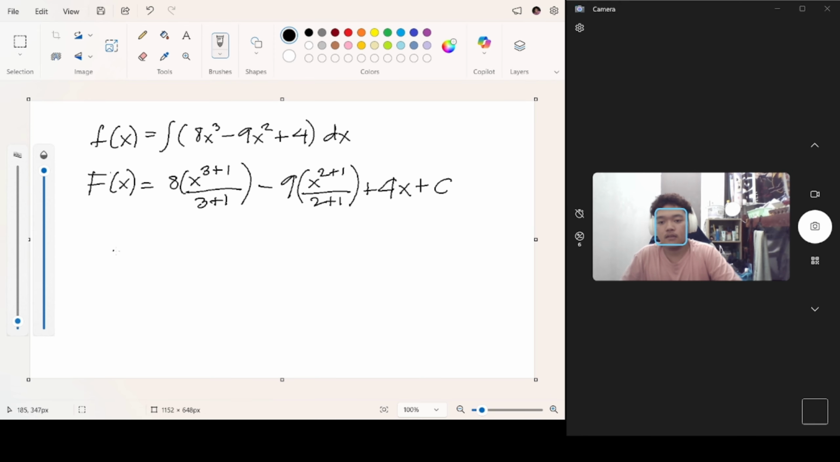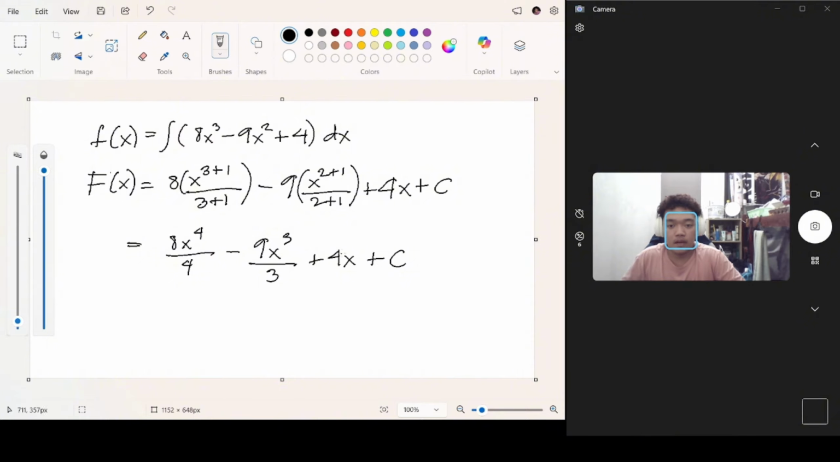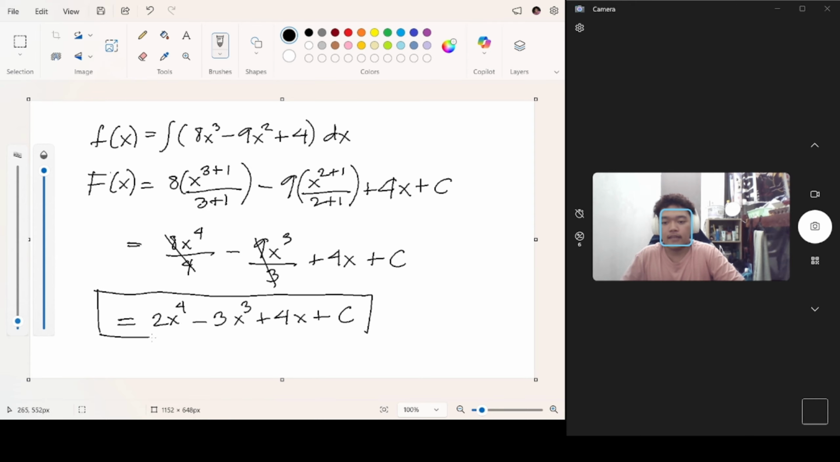So our answer for this should be 8x raised to the power of 4 over 4 minus 9x cubed over 3 plus 4x plus c. Now this would be our answer, but we can finalize it by dividing our constant by our denominator. So our answer should be 8 divided by 4 would be 2x to the power of 4 minus 9 divided by 3 is 3x cubed plus 4x plus c. And that is your final answer.